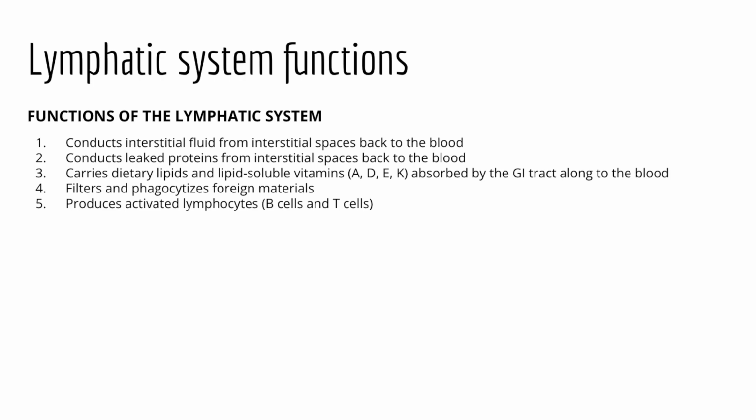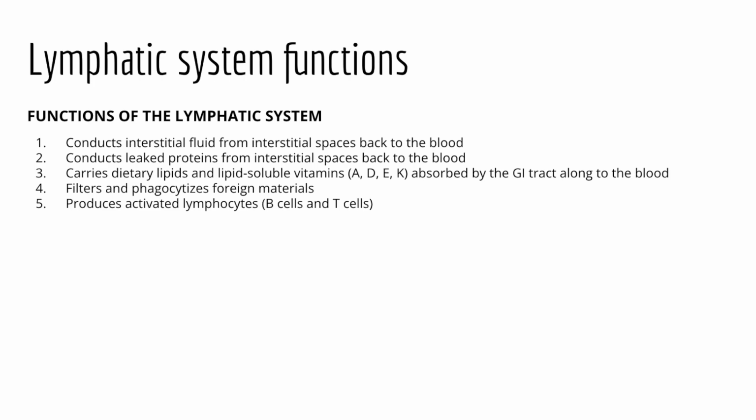Now, in addition to filtration of lymphatic fluid, our lymphatic system is also responsible for the filtration of foreign materials in the blood. So this still falls under point number 4, but rather than looking at lymph nodes, which filter lymphatic fluid, we're now looking at the spleen, which is responsible for filtering blood. And we'll see how this works later on in the chapter.